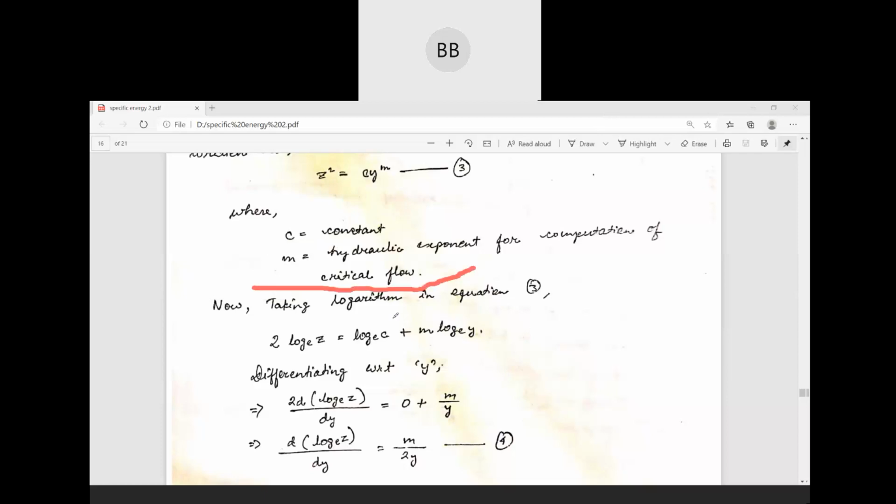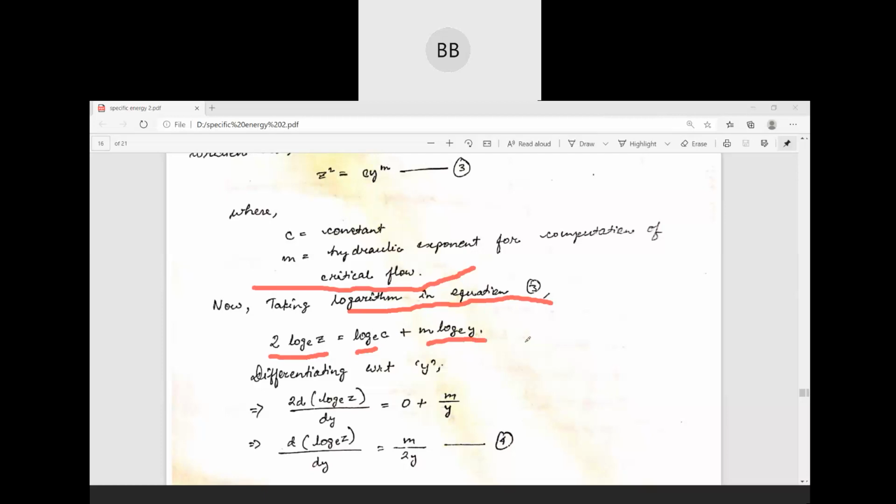Then we are going to take logarithm in equation number 3. We are going to take logarithm in equation number 3. So it will be twice log e Z is equal to log e C plus M log e Y. Y to the power M is there, so M will come here multiplied by log e Y.